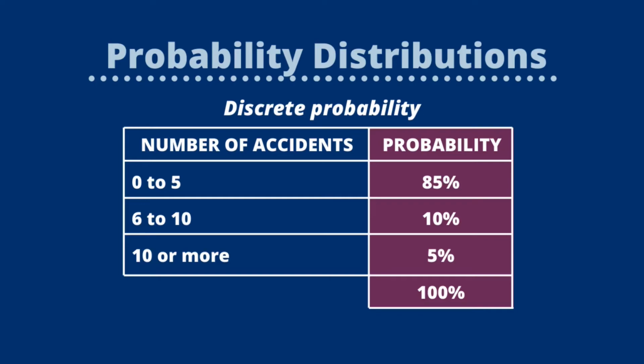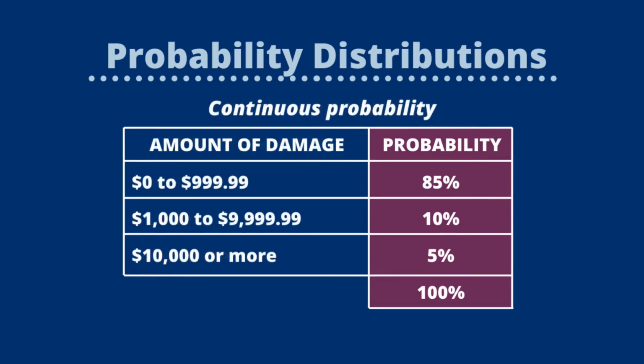For discrete probability distributions that involve numeric results, the numbers will always be whole numbers because you can't have partial instances. For example, the number of accidents will always be a whole number because you can't have a fraction of an accident. In the context of risk management, discrete probability is typically used to show frequency distributions, meaning how often something will happen. The other form of probability distribution is continuous probability.